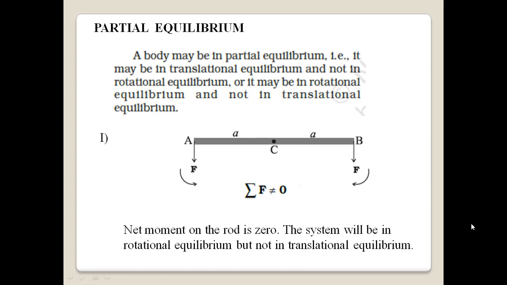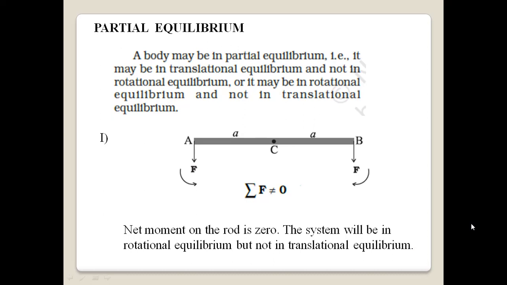So here we have a light rod AB, and it is clamped or pivoted at the point C. You can see two equal forces acting in the downward direction from A and B, and they are equidistant from the center. The first force at A will be acting in the anti-clockwise direction and the other one will be acting in the clockwise direction. So the net moment on the rod is 0.